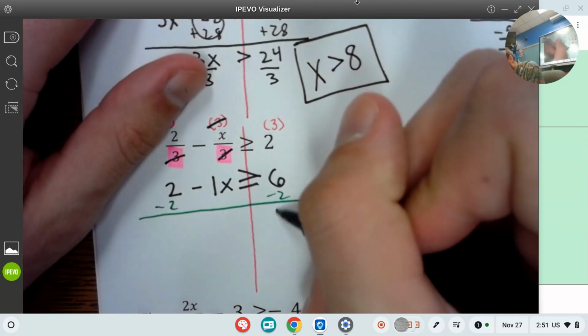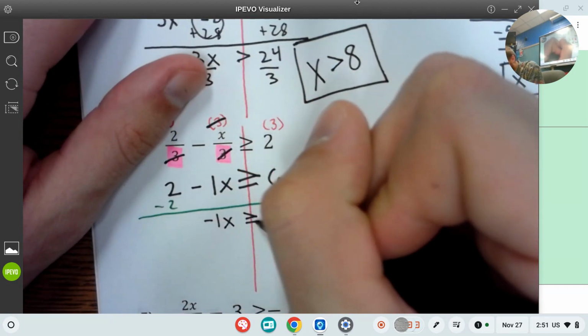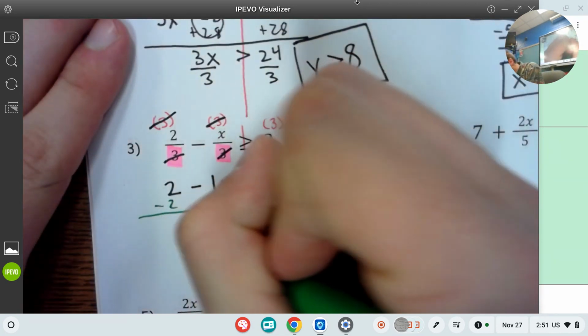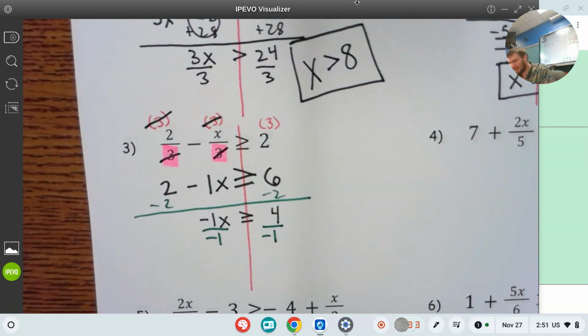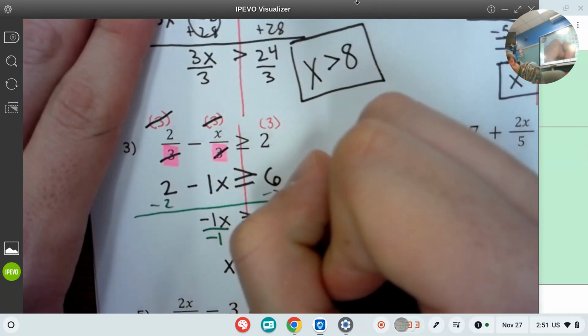6 minus 2 is 4, of course. Negative 1x should be greater than or equal to 4. And how do we finish this question? Divide. Just like we finish every question with divide. Are we going to need to flip or not? Yes.